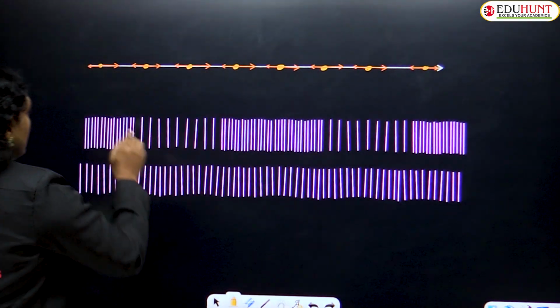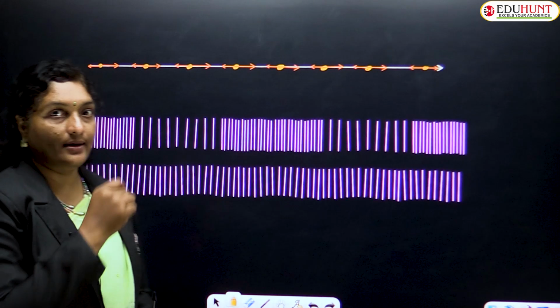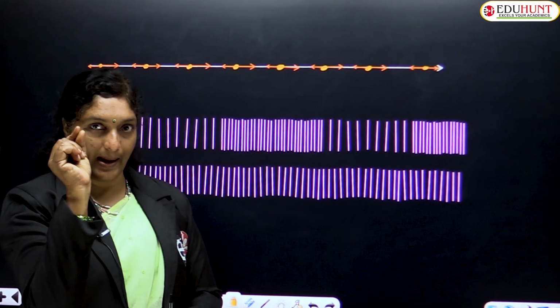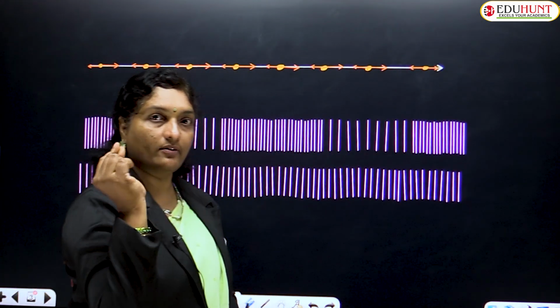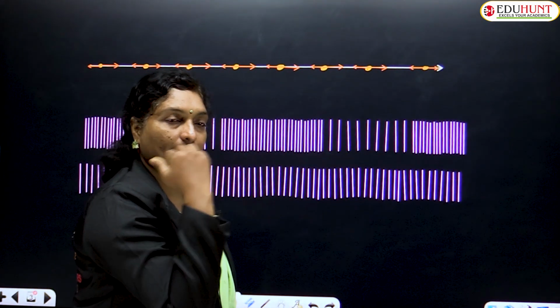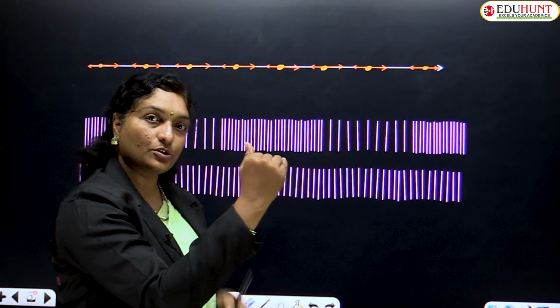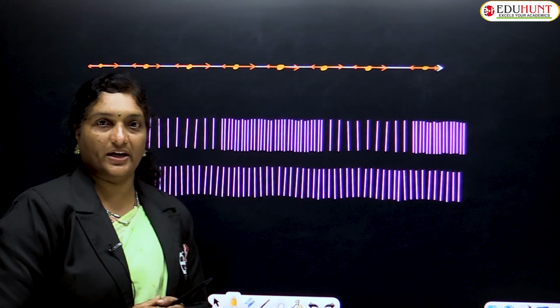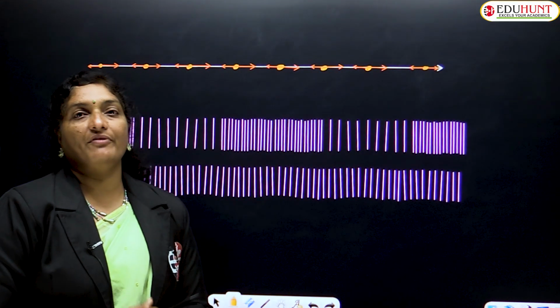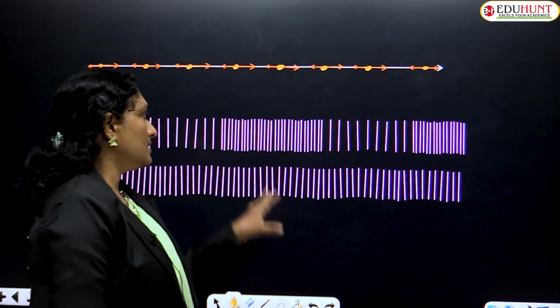Okay, that means this orange color, that yellow color particle is moving to and fro, back and forth. That means they are vibrating parallel to the direction of the propagation of the wave. So this type of waves generally come under this category. So what are they? Longitudinal waves.